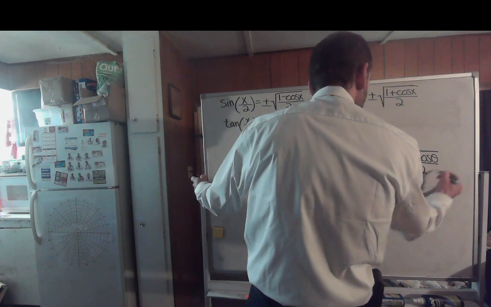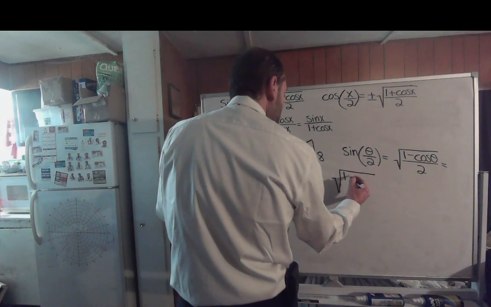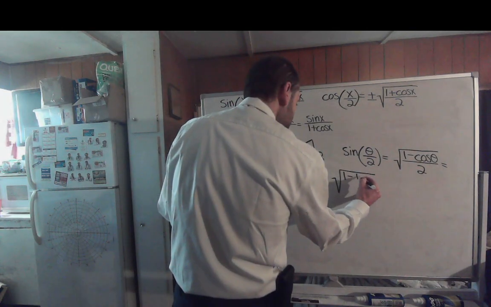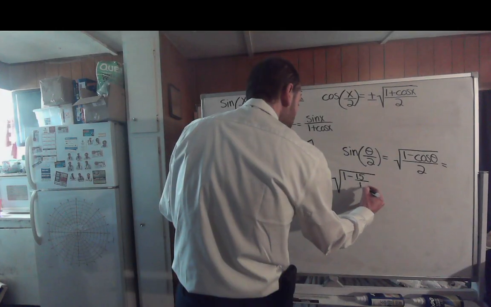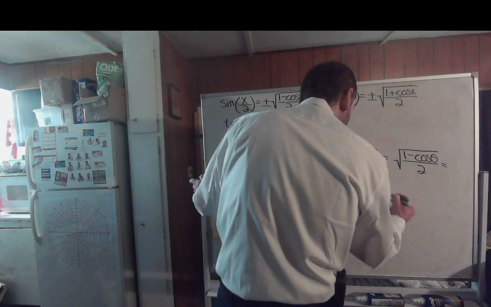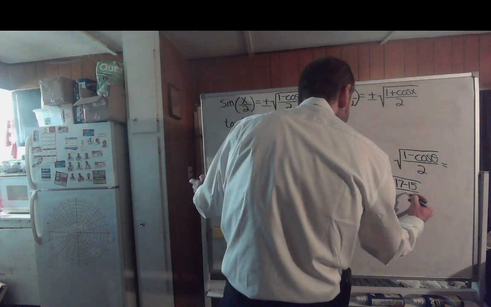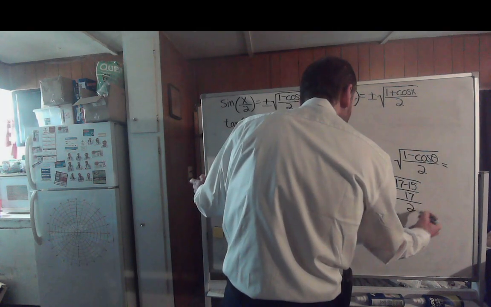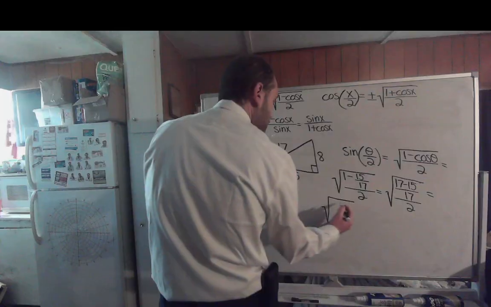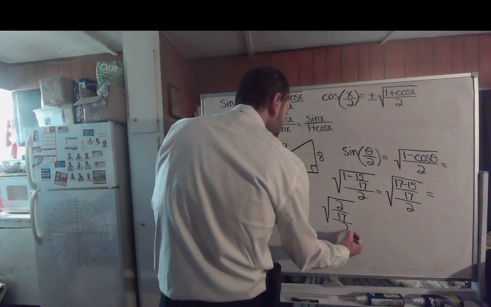all over 2. Alright, so let's take the square root of 1 minus, now the cosine of theta again is 15/17, all over 2, which would simplify into the square root of ((17 minus 15) over 17), all that all over 2, which would be the square root of (2 over 17) over 2.